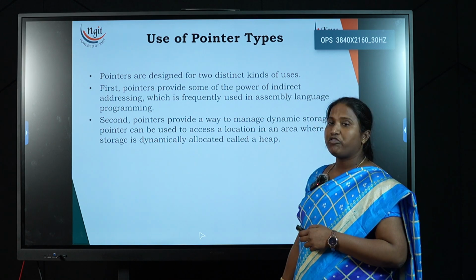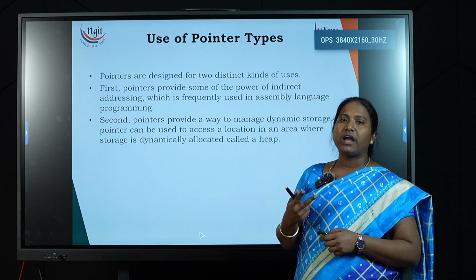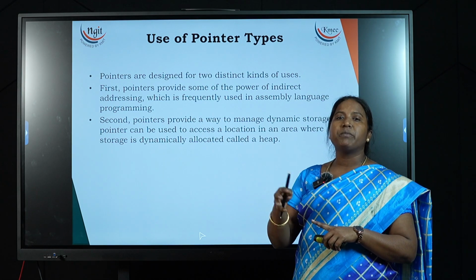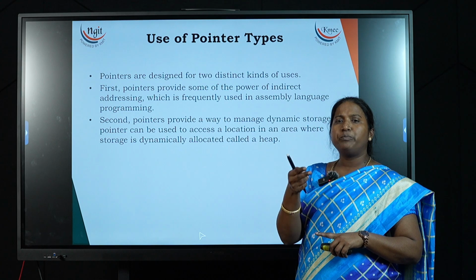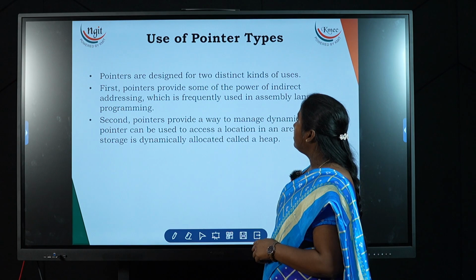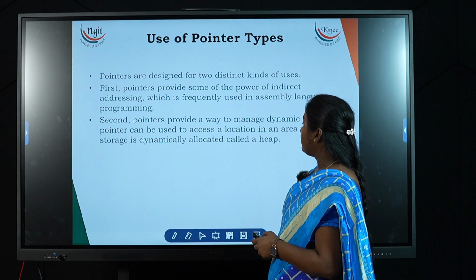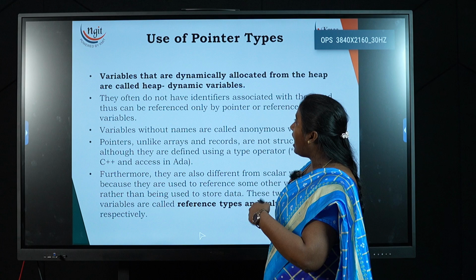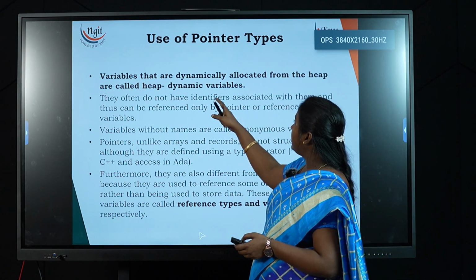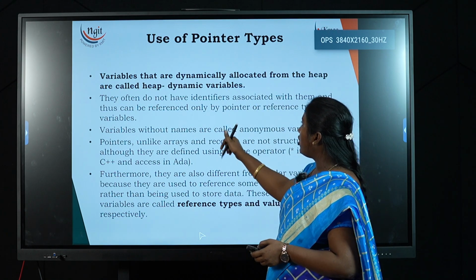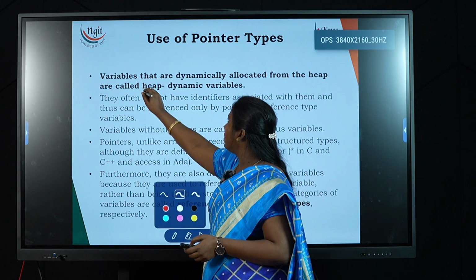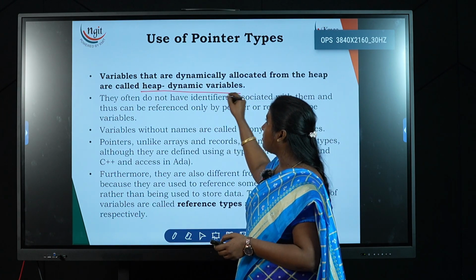Now let's see about the use of pointers. Basically we have 2 kinds of uses. One is indirect addressing, the other one is dynamic memory allocation. These are the 2 best uses of pointers. And let's see which languages support pointers and how. Variables that are dynamically allocated from the heap are called heap dynamic variables. Keep this in mind because I am going to use it several times.